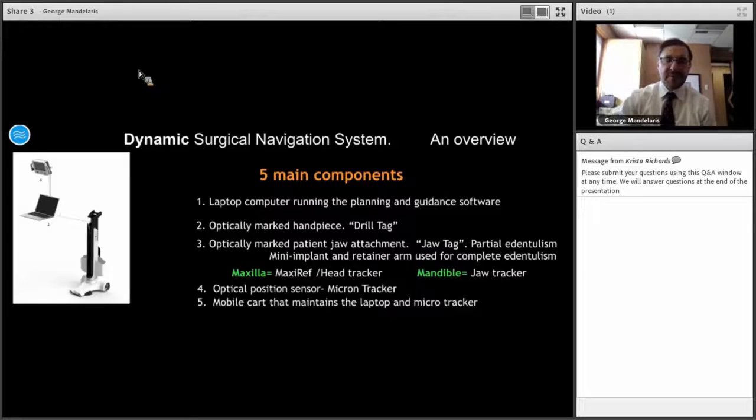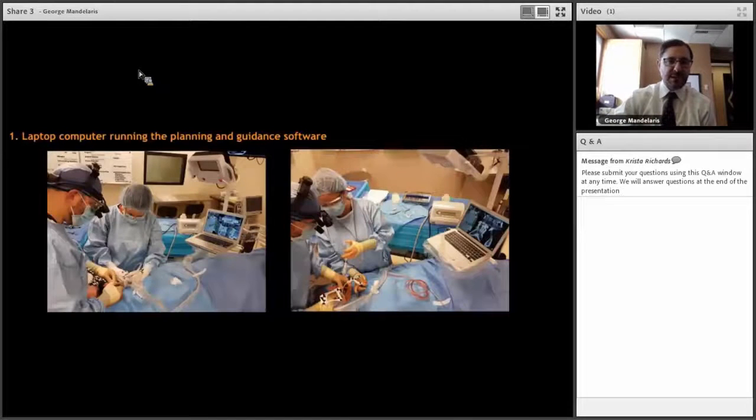So with TaP, or trace in place, we have a head tracker that he showed you, and I'll show you again, and then the jaw tracker in the mandible, which is affixed by composite resin. As you see here, I'm working on a patient in my office.